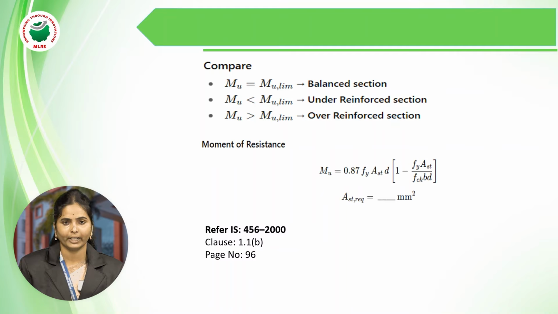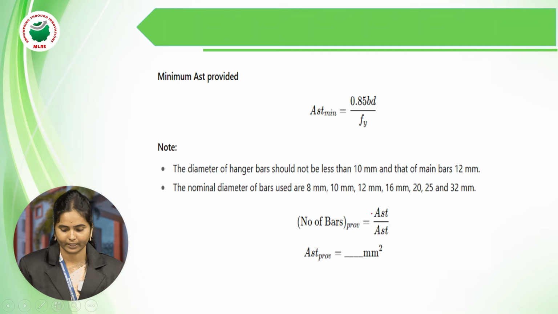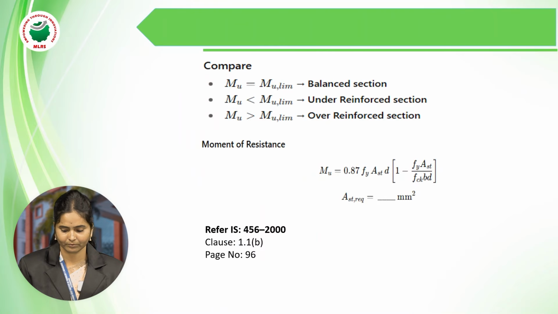So then next, we need to find out the moment of resistance, that is Mu. What is the formula here? Use the code book IS 456:2000, page number 96. The formula is there in page number 96 in your code book. Mu = 0.87 fy Ast d (1 - fy Ast / fck bd). We can get Ast required using this formula, so use the code book.